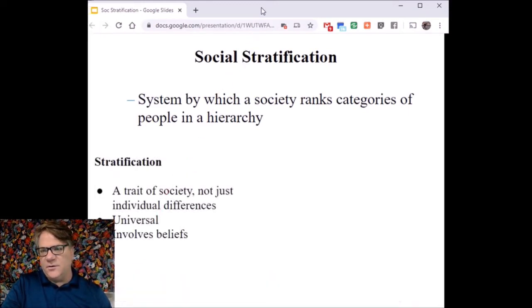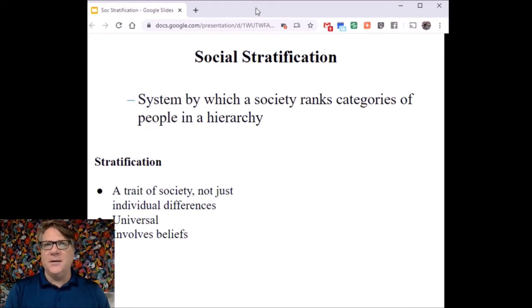So the first thing I want to talk about is how these terms differ. We want to talk about how stratification is different from inequality. Stratification, and you're going to see much of this on pages 242 and 243 of your textbook, we want to be clear that it's a trait of society and it's not just a reflection of individual differences. So that might sound a little bit odd.